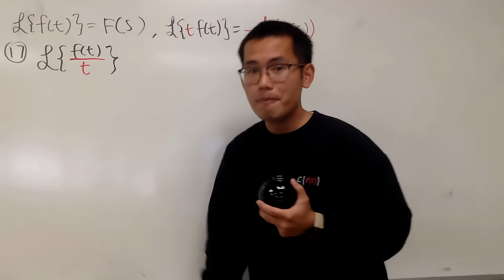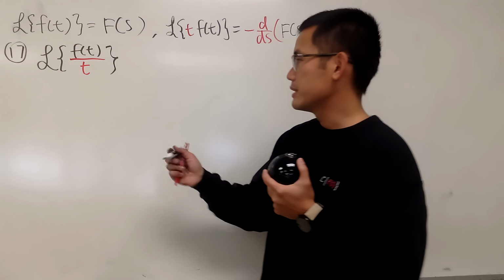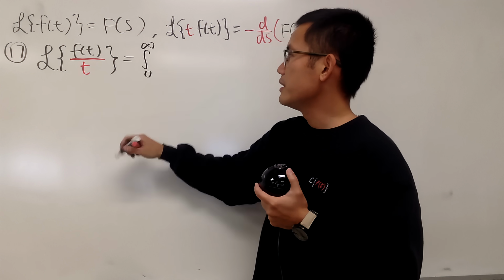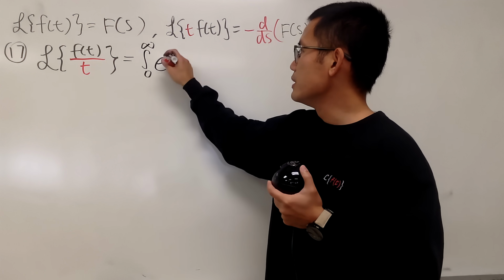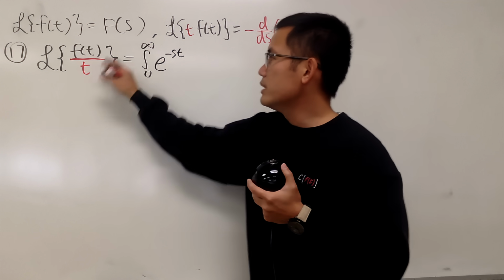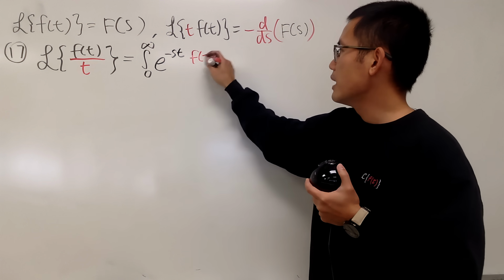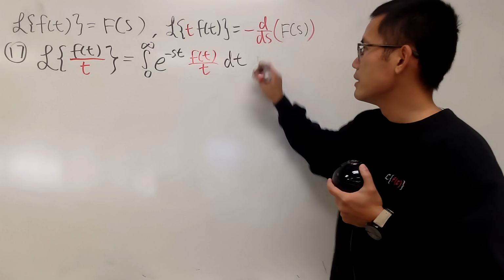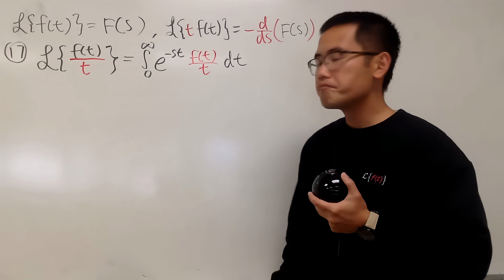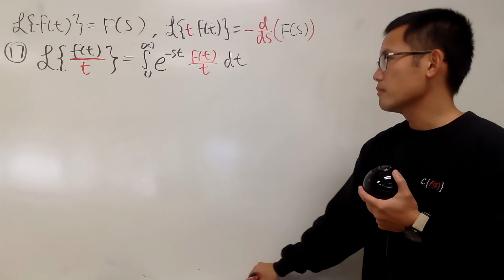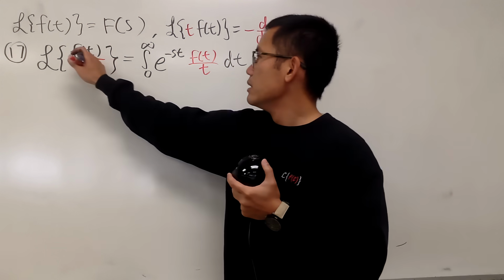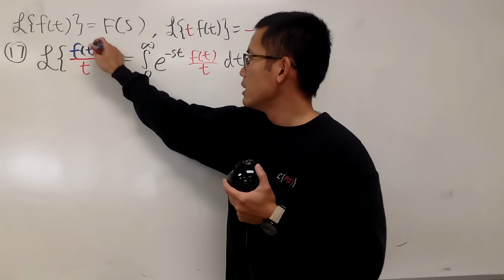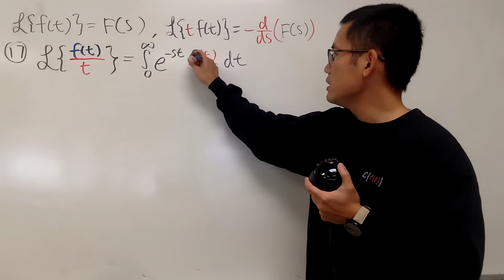So have a look. Let me write down the definition first. This right here is the integral going from 0 to infinity. And we still have e to the -st. And all this, I'll just put it down right here for you guys in red, f of t over t, like so. And then we have the dt. So that's exactly what we have, right? Let's think about it. This is the f of t. And then we have the f of t here.